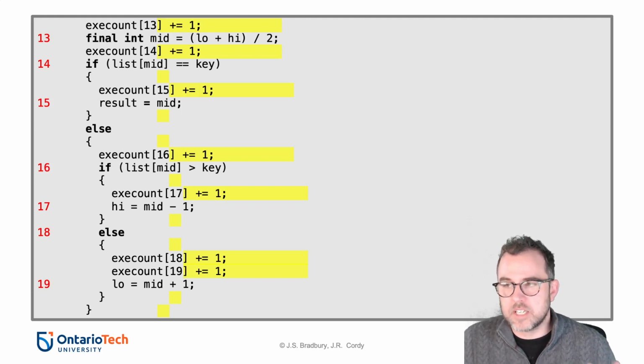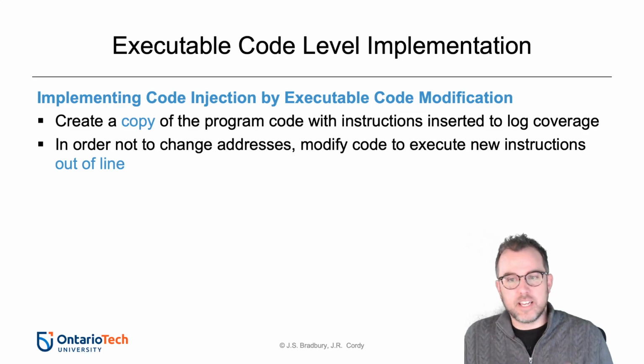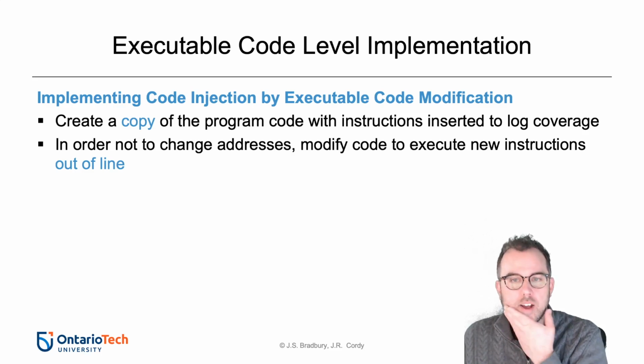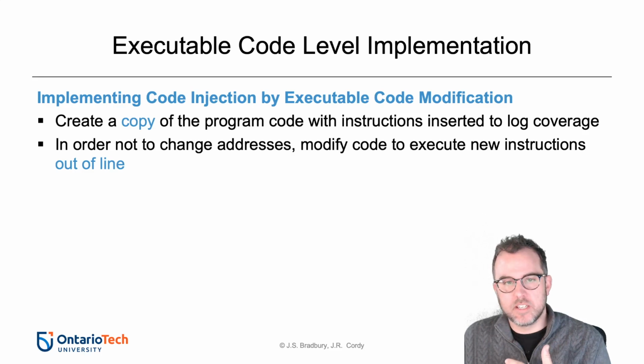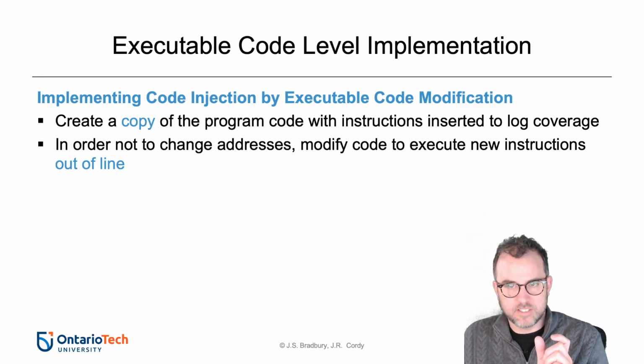Now, I also said we can do injection of code at an executable level as well. And in this case, again, we start with the exact same first step. Create a copy of the program code, into which you're going to insert the added instructions. Now, this is a little trickier because, especially in the case of machine code, you're potentially referring to memory addresses in the code. So if you start adding things in, you could mess up information in your program.